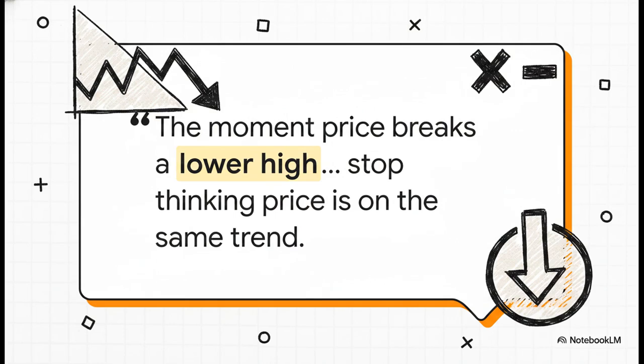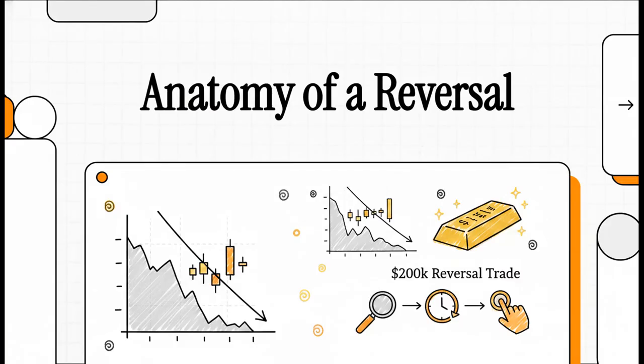So the secret to this entire $200,000 trade really boils down to one specific mindset from our source material. Quote, the moment price breaks a lower high, you need to instantly stop thinking price is on the same trend. End quote. It's all about recognizing the exact split second the market tips its hand and screams reversal. Today, we're diving deep into the anatomy of a 200K reversal trade.